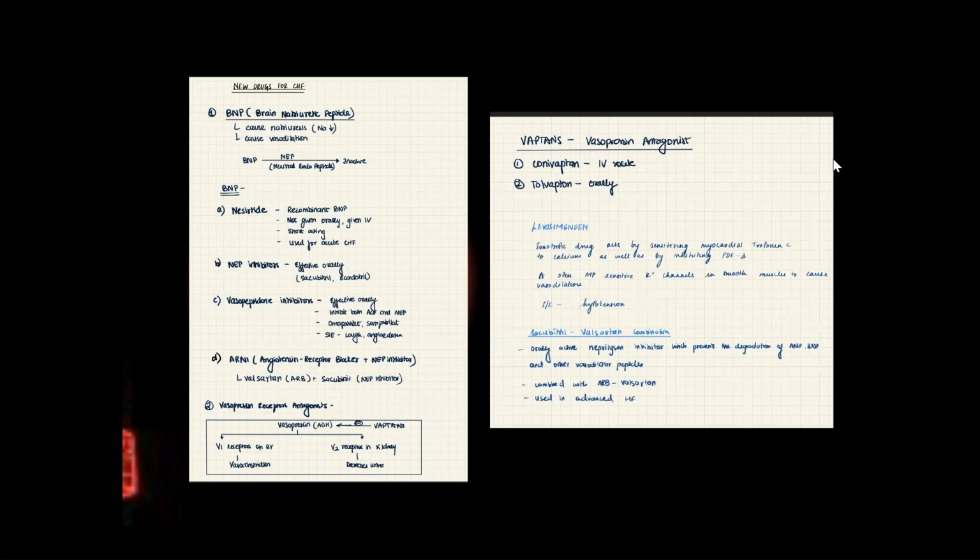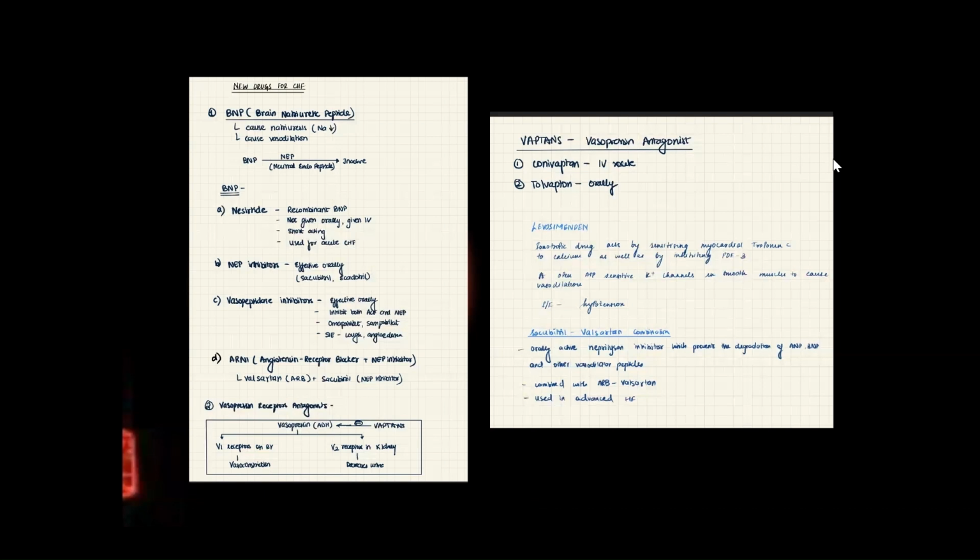The next drug is levosimendan, which is an inotropic drug, which acts by sensitizing myocardial troponin C to calcium, as well as by inhibiting PDE3. It also opens ATP-sensitive potassium channels in smooth muscles to cause vasodilation. The side effects include hypotension.